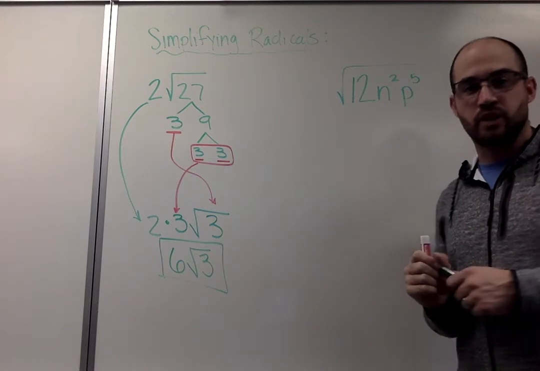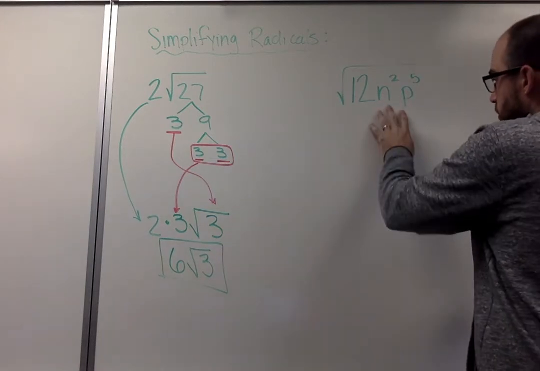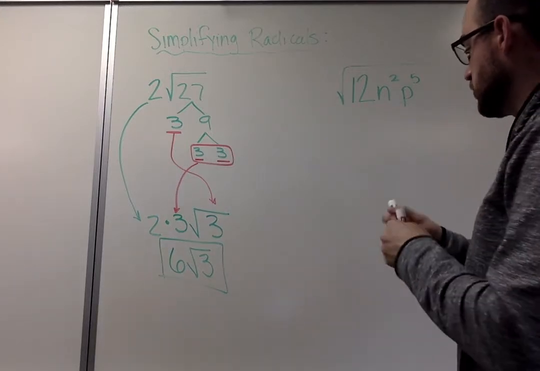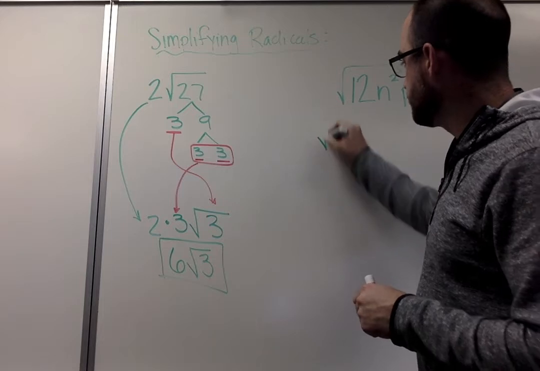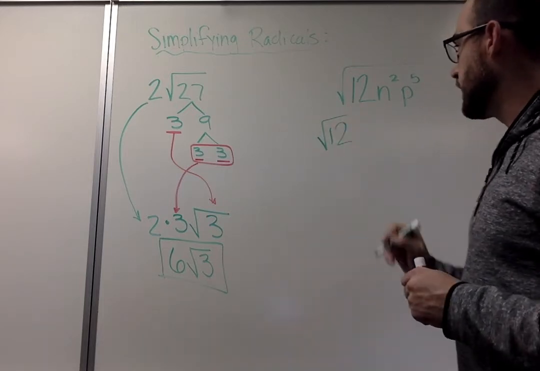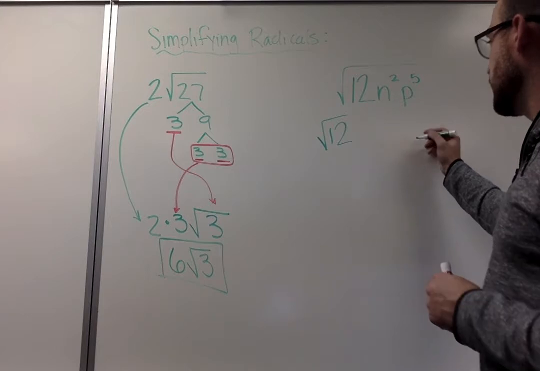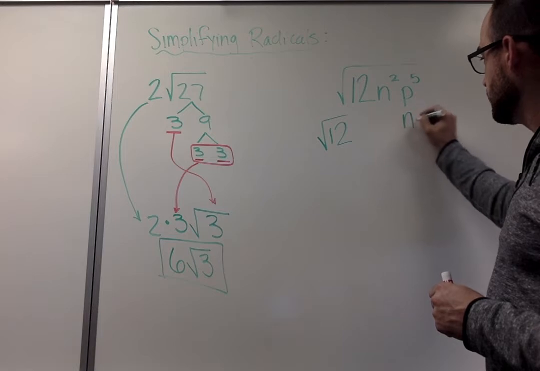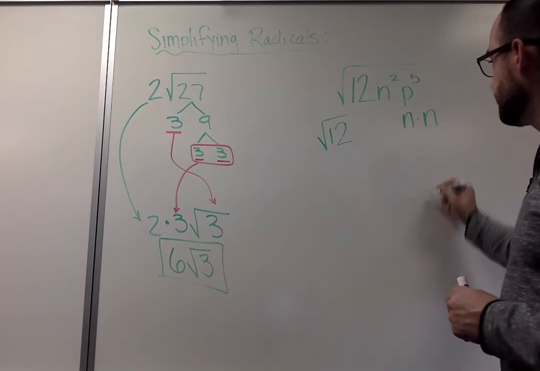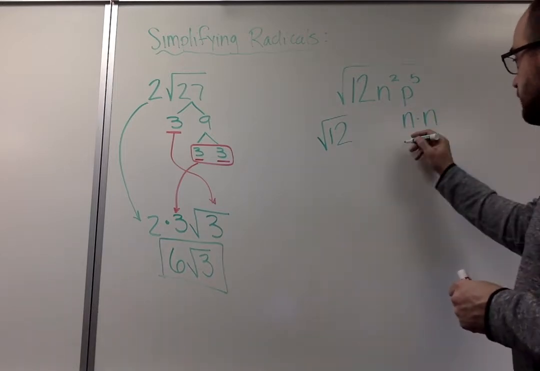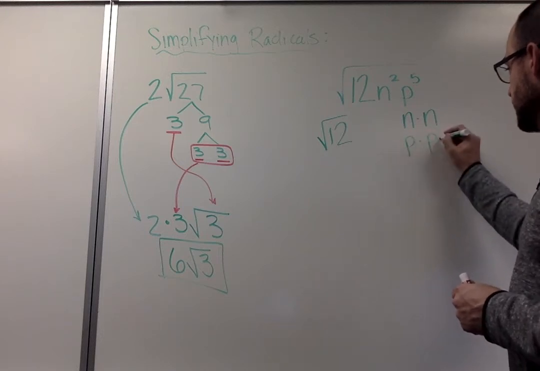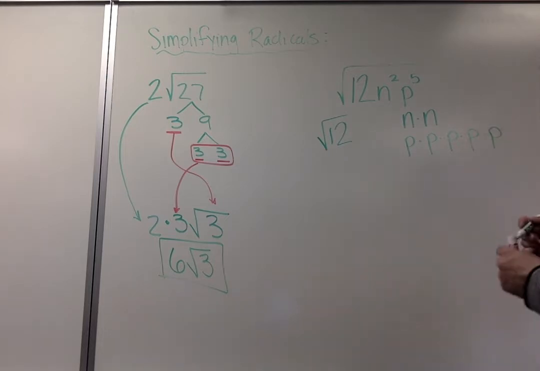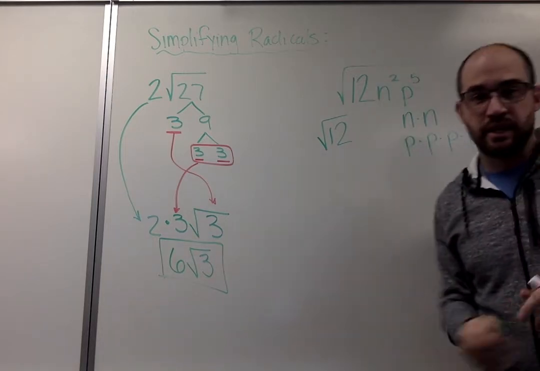So our process doesn't change. We essentially are dealing with this as kind of 3 parts because we have 3 different pieces here. I have a number, square root of 12, so I'm going to write square root of 12 and get ready to factor over here. The square root of n squared, n squared tells me I have two n's, so I can write this out as n times n. P to the fifth, I have 5 p's, so it's the same as p times p times p times p times p.